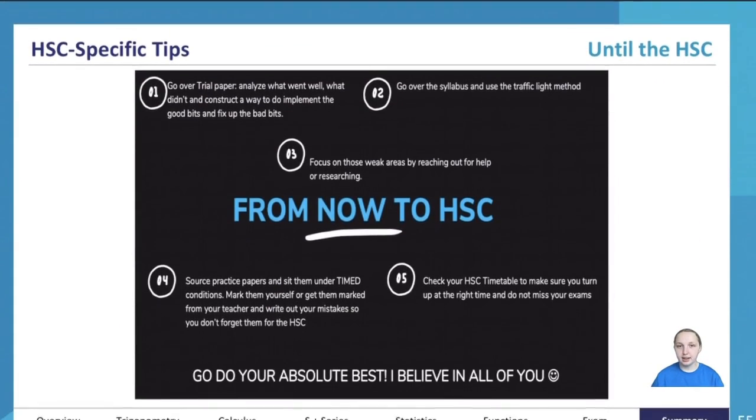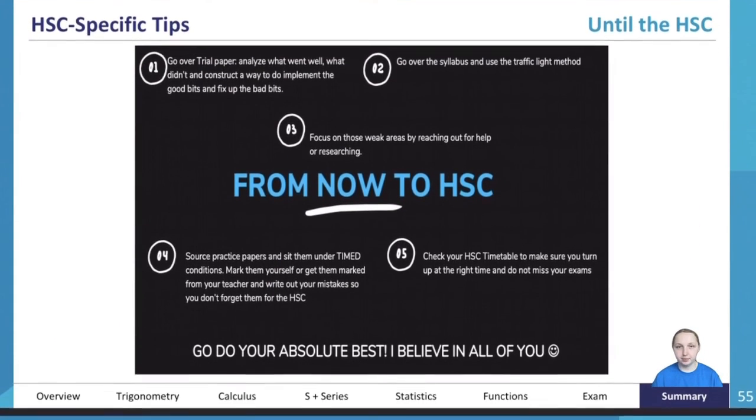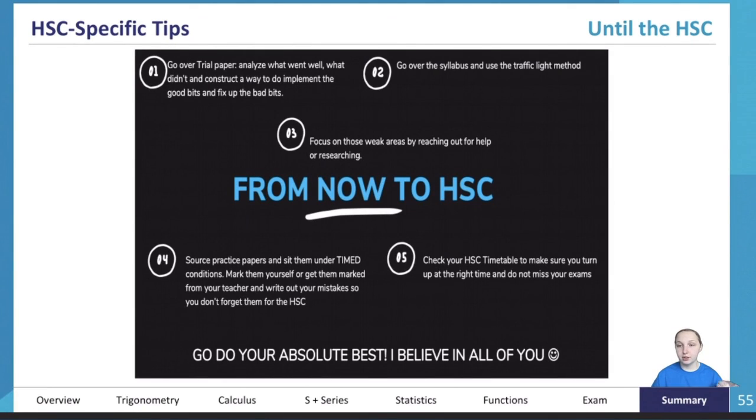So just a little bit on now to the HSC. Number one thing, go over your trial paper, analyze what you did well, and think about what didn't you do well. And not just what didn't you do well, but what are you going to do to fix that? It's all well and good to be like, oh, I didn't do so good in trigonometry, but you want to think about what can you actually do to fix that problem before the HSC.